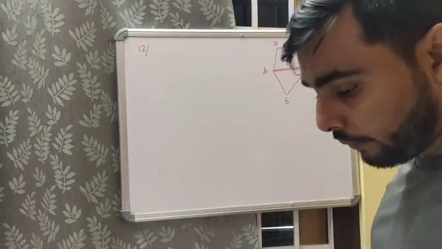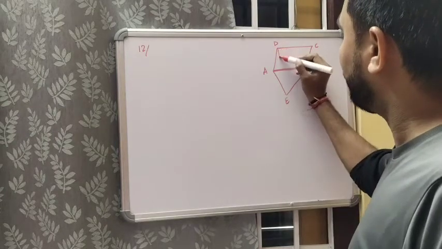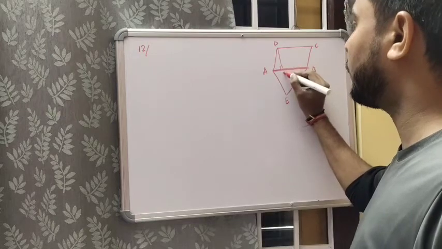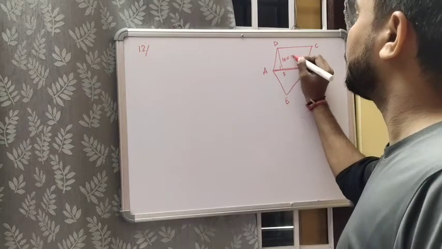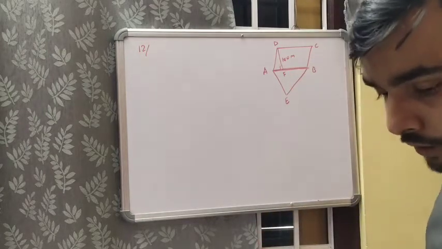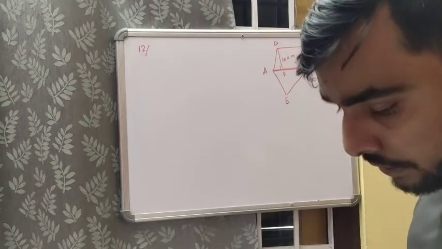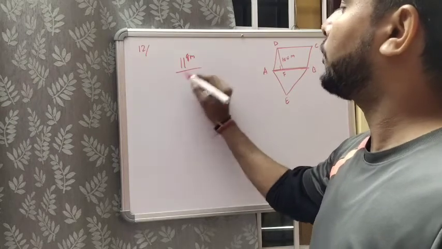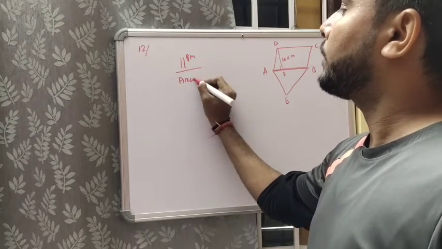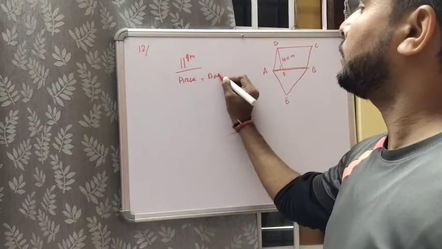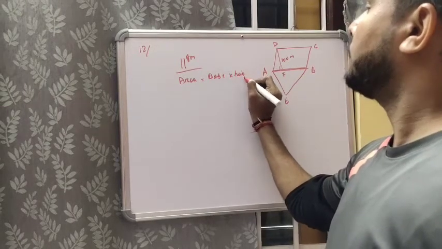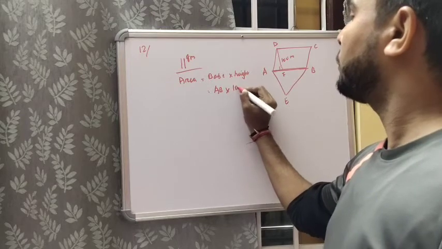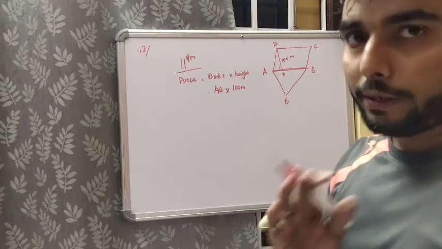The altitude of the parallelogram is 100 meter. So now since this will be the common base, we are going to construct the altitude upon AB. Find the altitude of the triangle. Okay. So now for the parallelogram, the area can be base into height, isn't it? So here base will be equal to AB and height will be equal to 100 meter. I hope it is clear.